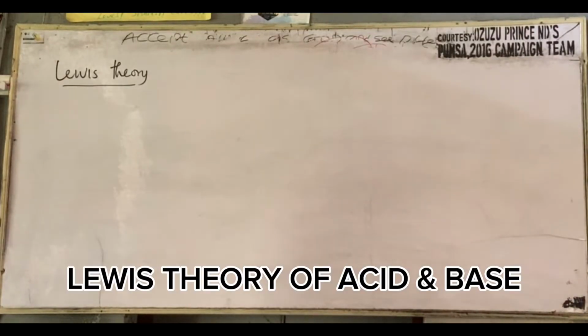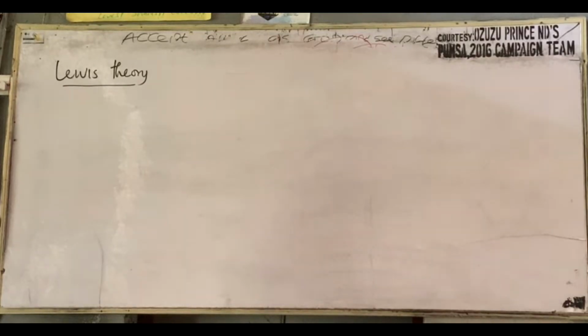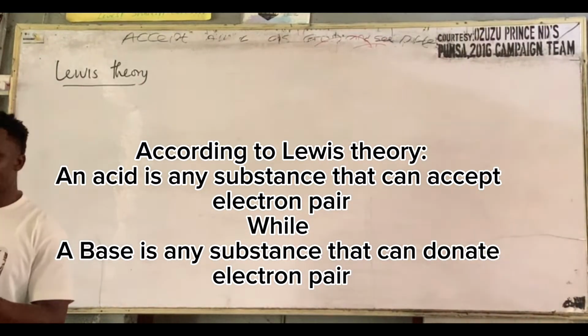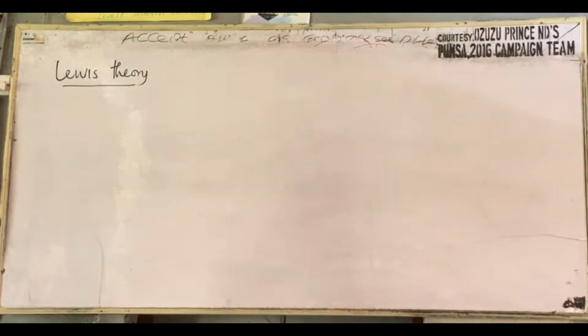According to this theory, an acid is any substance that can accept a pair of electrons to form a covalent bond, whereas a base is any substance that can donate a pair of electrons to form a covalent bond.